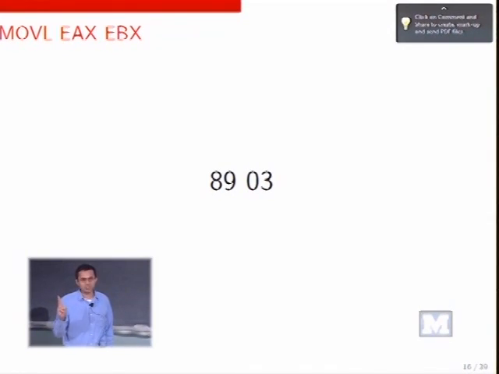So this is a 2-byte instruction. It's going to convert to 16 bits. Okay? So this instruction corresponds to 16 bits, and that's 8903 in hexadecimal. Now the remarkable thing is this code 8903 for MOVL EAX EBX has been the same for more than 30 years. I think somebody decided upon this code for this instruction sometime in the mid-80s, I think.